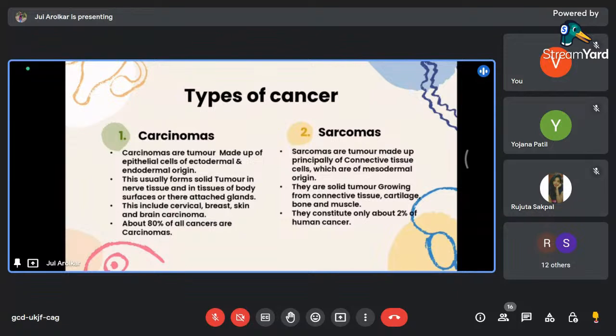Second type is sarcomas. Sarcomas are tumors made up principally of connective tissue, which are of mesodermal origin. They are solid tumors growing from connective tissue, cartilage, bone, and muscle. They constitute about 2% of human cancer.